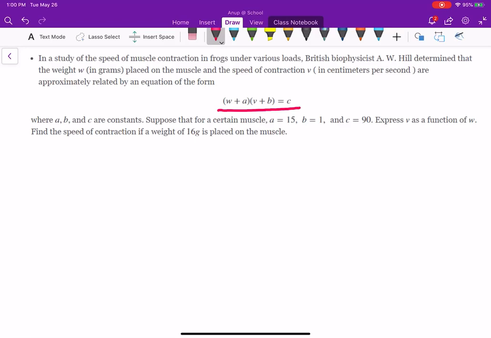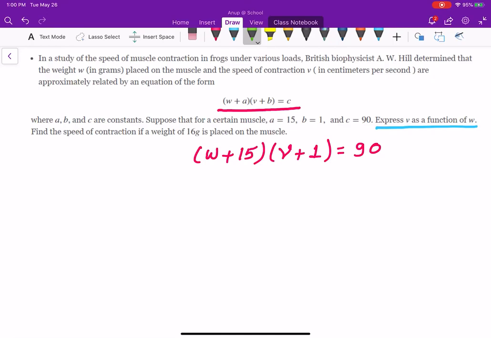So if that is the case, let's write down our relationship between W and V with those particular constants. So we have (W + a), which is 15 in this case, and then (V + b), and b is 1, so let me replace that, and it is equal to 90. So this is a relationship between W and V based on those given constants. The question here is we need to express V as a function of W.